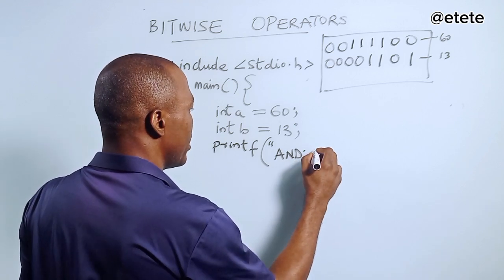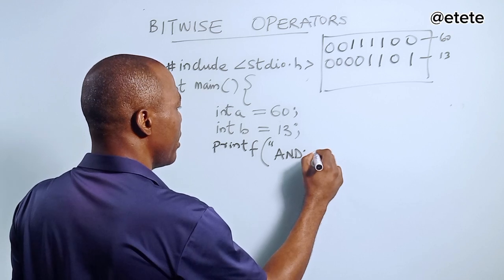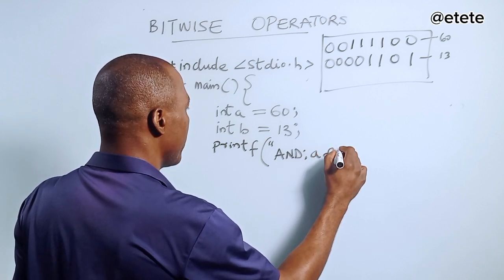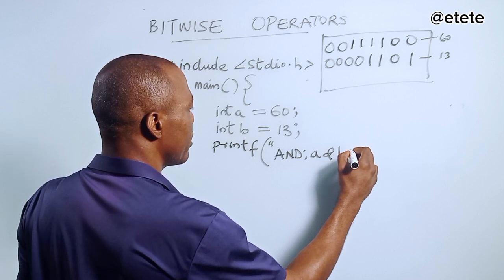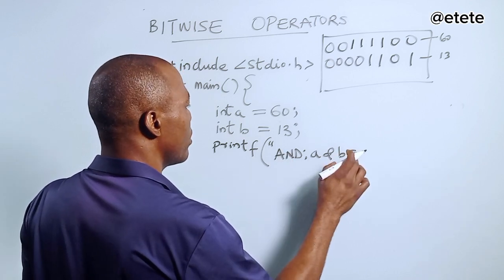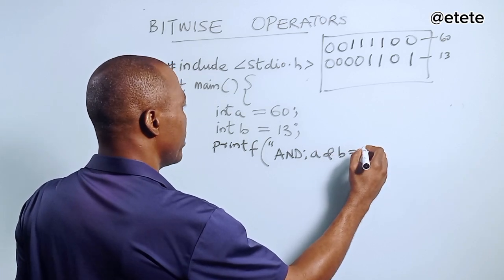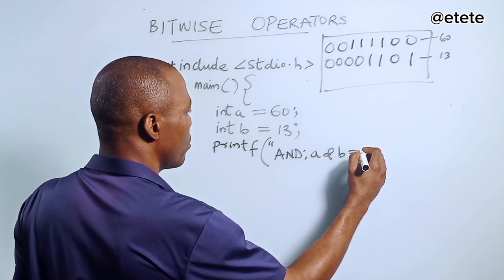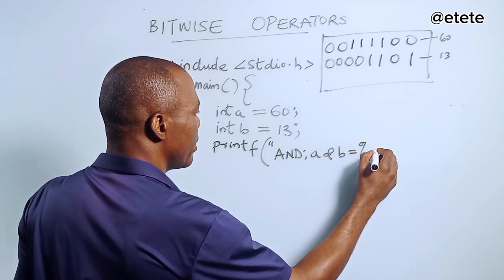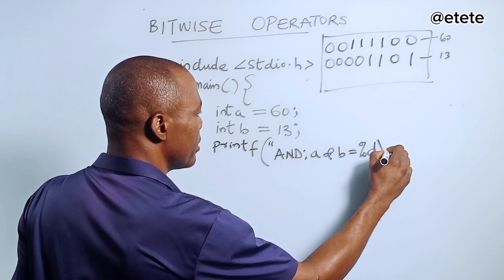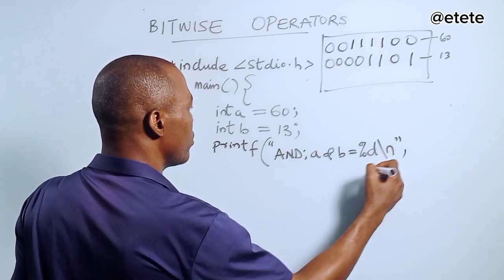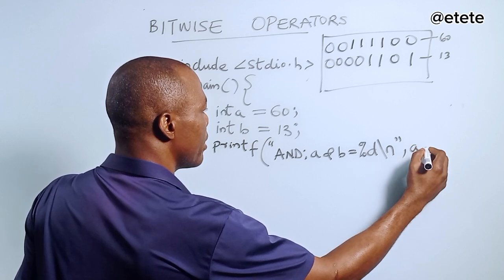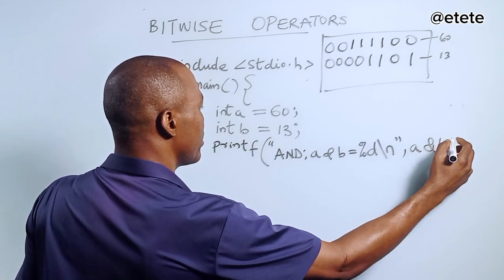Then I will say A and B equals to, that is the assignment operator. Then I will do percentage d, then this, and I will close, and then I will say A and B.